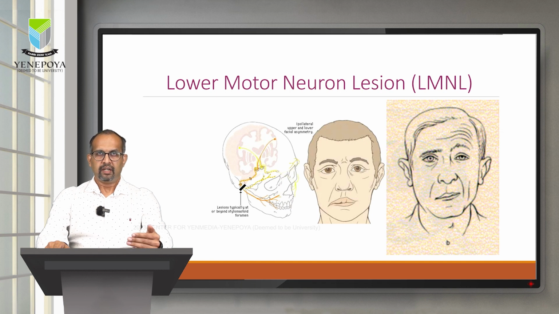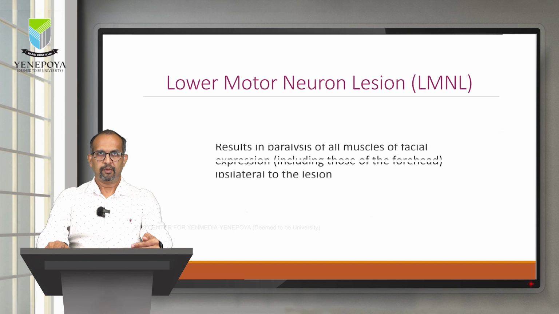Now, let us see what a lower motor neuron lesion, that is LMNL, is. Whenever the injury or lesion is at the level of the stylomastoid foramen or beyond, so that all the terminal branches of the facial nerve are affected, it is termed a lower motor neuron lesion. The name itself says lower motor neuron means beyond the stylomastoid foramen. Once the nerve exits the skull, as the picture clearly demonstrates, the entire one side of the half of the face is affected.